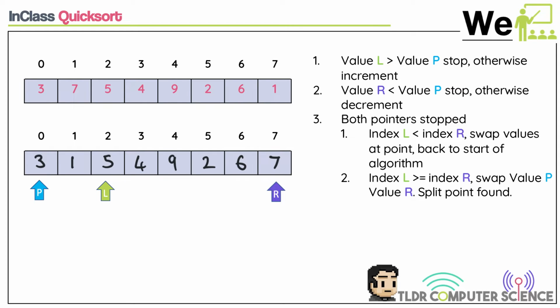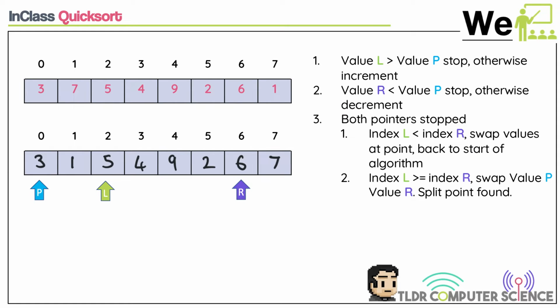Therefore, we stop. We're then going to come down to the next thing here. Is the value at R, 7, less than the value at P? 3. 7 is not less than 3. Otherwise, decrement. That means move down. So we move R down to here.